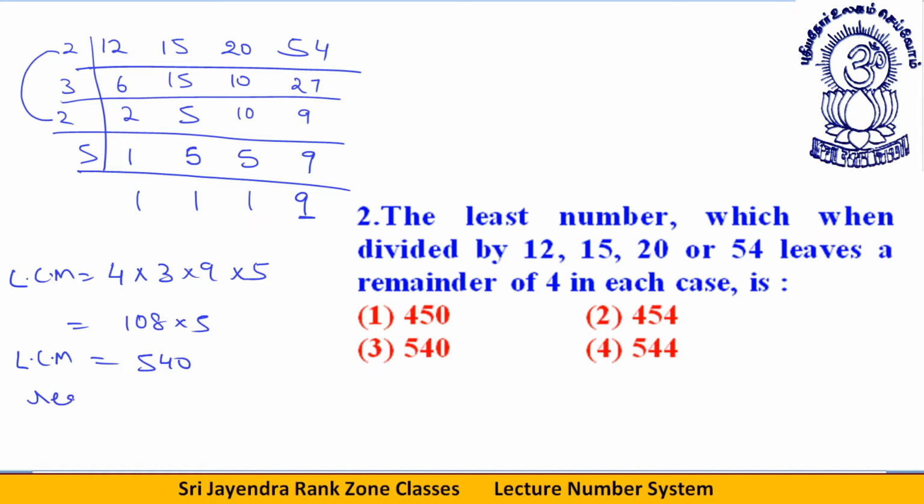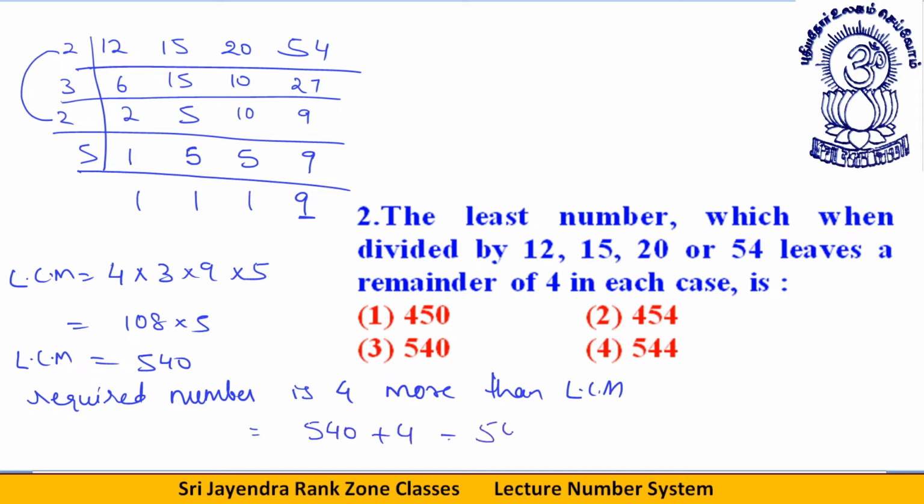But the required number is 4 more than the LCM. That way it becomes 540 plus 4, or you can say 544. Okay, dear students, let's move to the next one.